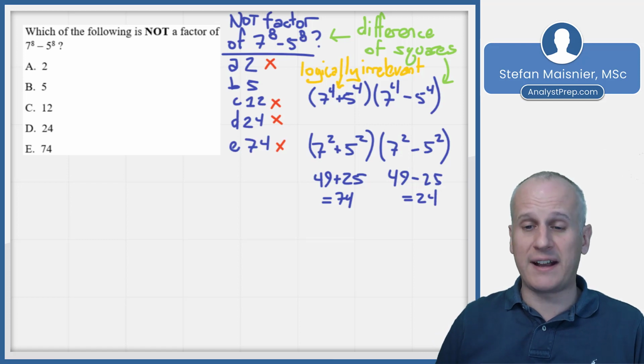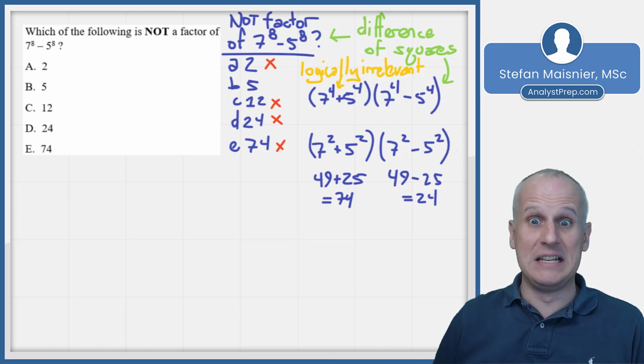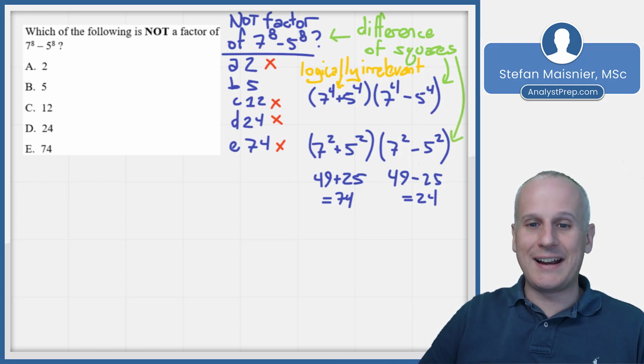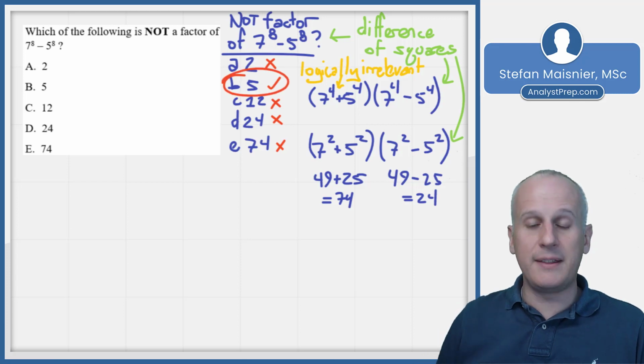I could further factor 7 squared minus 5 squared as another difference of squares. I'm going to point it out, even though we don't necessarily need to do it. And we learn that it has to be 5. That is not a factor of 7 to the 8th minus 5 to the 8th. So that's how we can find a difference of squares in kind of an interesting place.